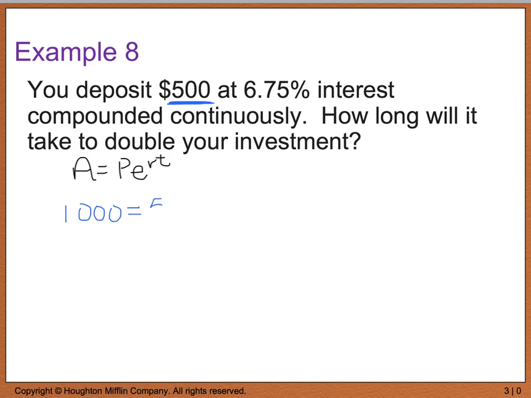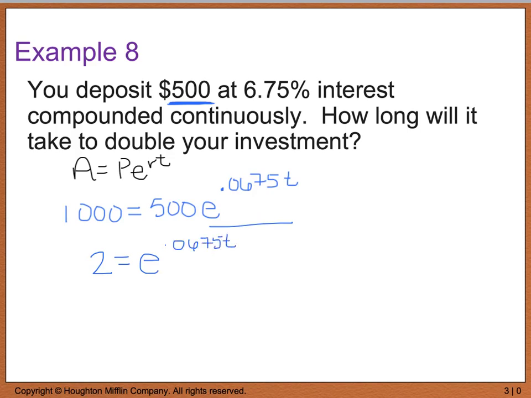P is my initial investment of $500. I have e. My r value is going to be my interest rate as a decimal, which is 0.0675. And I don't know my t value. That's actually what I'm trying to solve for. So I'm going to go about getting the e piece by itself. I'm going to divide by 500, and 1,000 divided by 500 is 2. So 2 is equal to e to the 0.0675t.